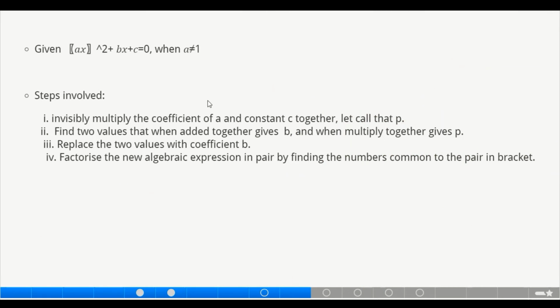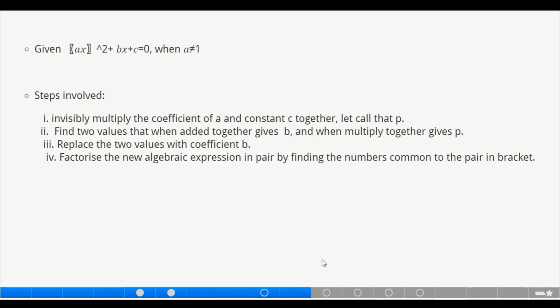Okay, now what happens when our a is not equal to 0? That implies our a has a value that is more than 1. Now, the steps we have to look at: we have to multiply the coefficient of a and the constant c. Let's call that value p. Now, after getting p, find two values that when added together give b and when multiplied together will give what? P. Replace the two values with the coefficient b, then you factorize the new algebraic expression in pairs by finding the numbers common to the pair in brackets.